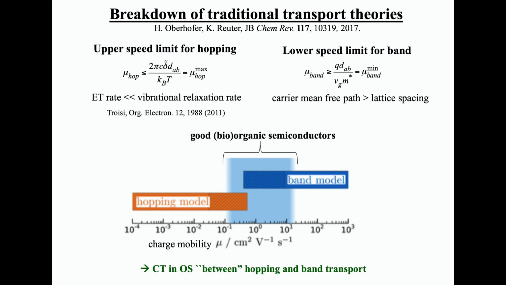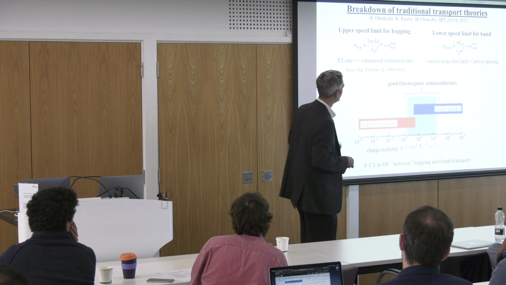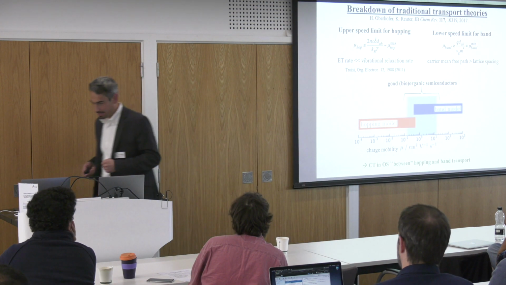The hopping model is valid for mobilities, let's say, smaller than a few 0.1 square centimeters per volt per second, and band theory is usually valid for mobilities larger than a couple of 10 square centimeters per volt per second. And so you can see this already. Most of the organic semiconductors, the good ones, are somewhere in between, for which there has not been a good theory, at least until 2011, when for the first time this transient localization theory came up.